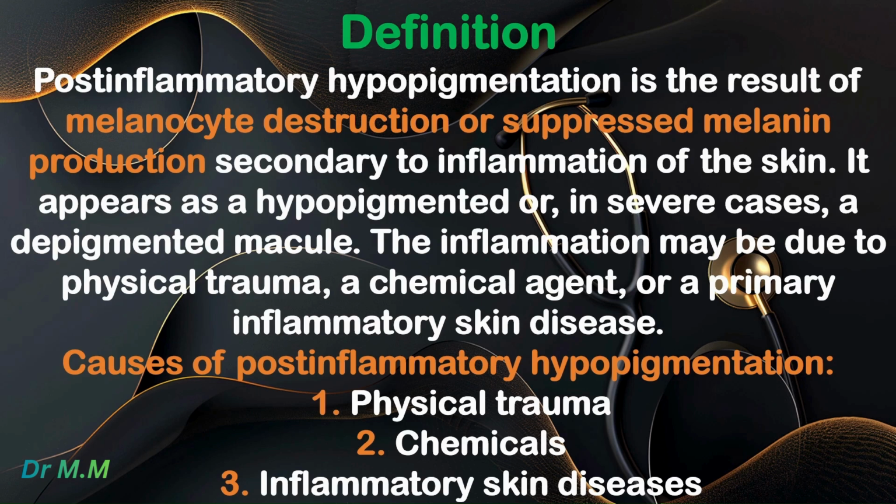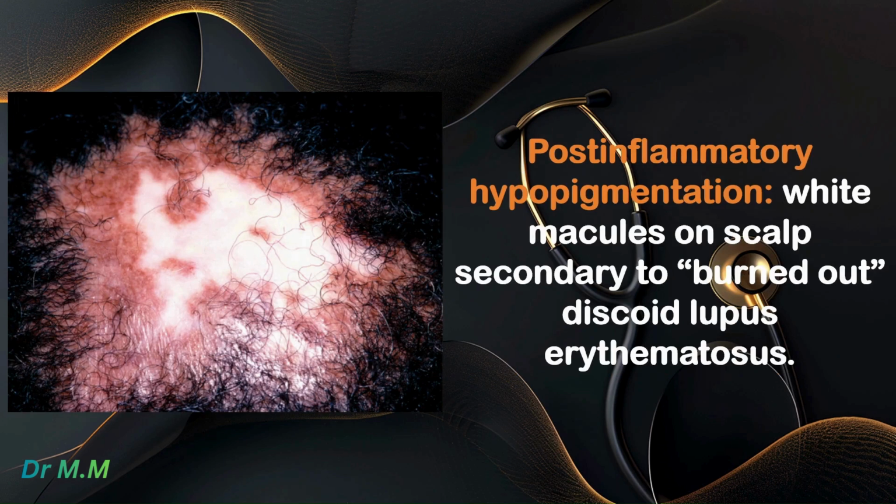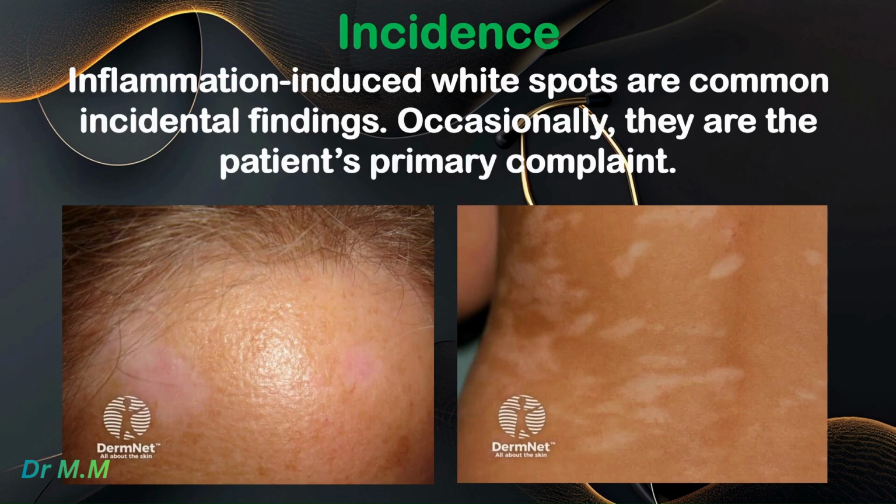Causes of post-inflammatory hypopigmentation. 1. Physical trauma. 2. Chemicals. 3. Inflammatory skin diseases. Post-inflammatory hypopigmentation. White macules on scalp secondary to burned out discoid lupus erythematosus.